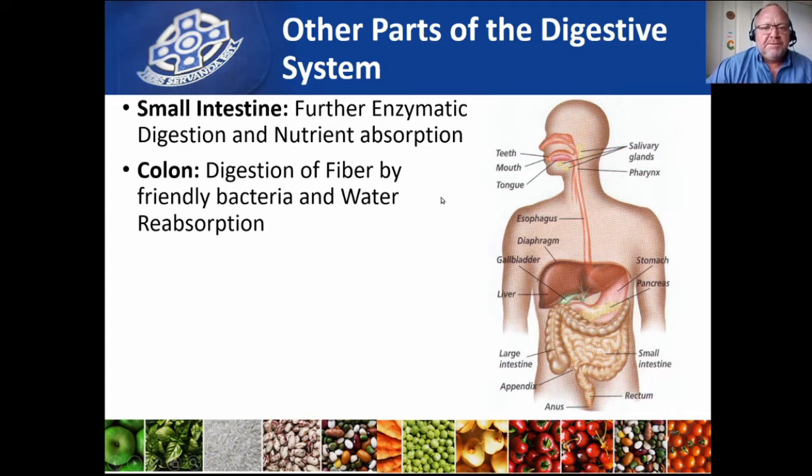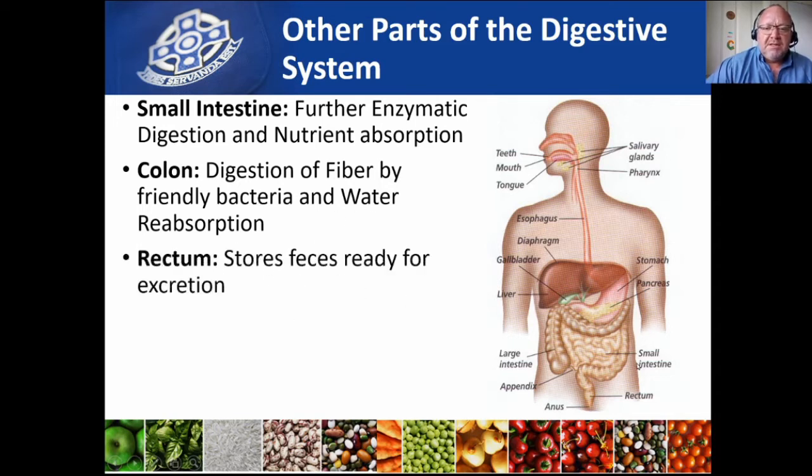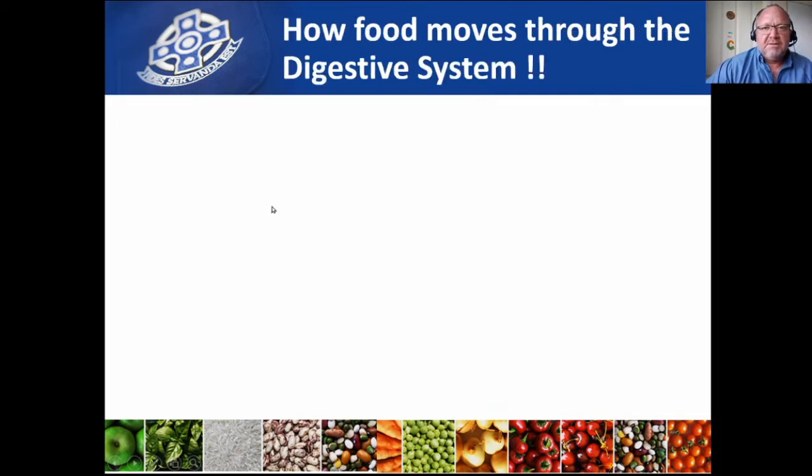And then the colon. In the colon, you have digestion of fiber by the friendly bacteria that live in your tummy. They all live in your colon because we cannot digest fiber. That's called cellulose. The bacteria that we have, they do that. Okay, and the water is being reabsorbed, and then in your rectum, it stores the feces or the stool before it's ready for excretion. And lastly, the anus is where we expel the feces.